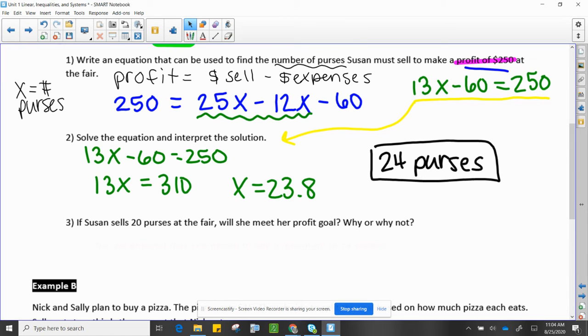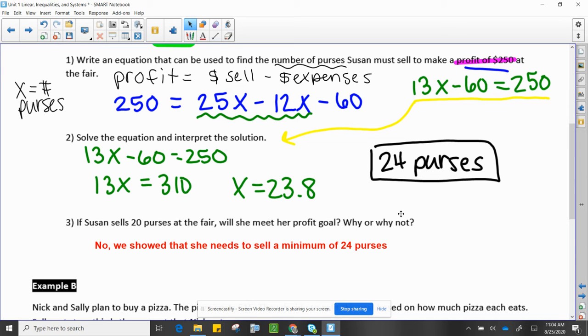Okay, so we already just learned that she needs to sell 24 purses to meet her goal. So the answer for this is no. She needs to sell a minimum of 24 purses. 20 purses would not hit her profit goal. She'll make some money, but not the goal that she wants.